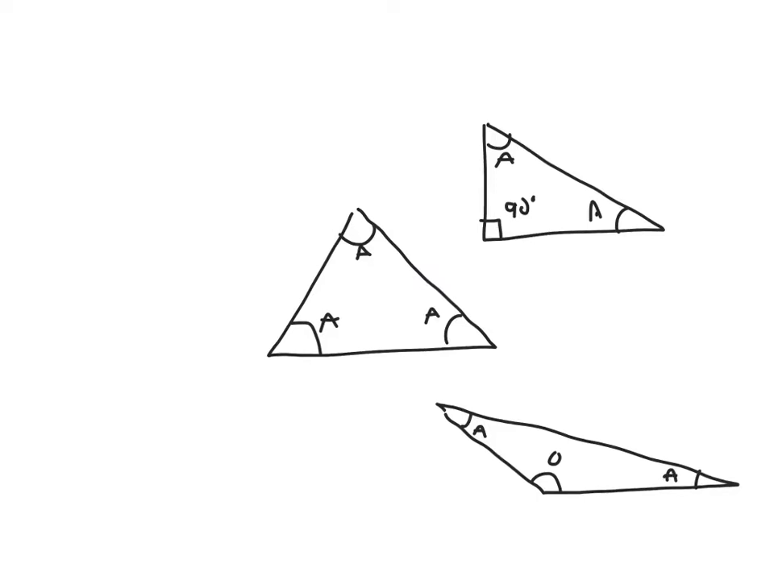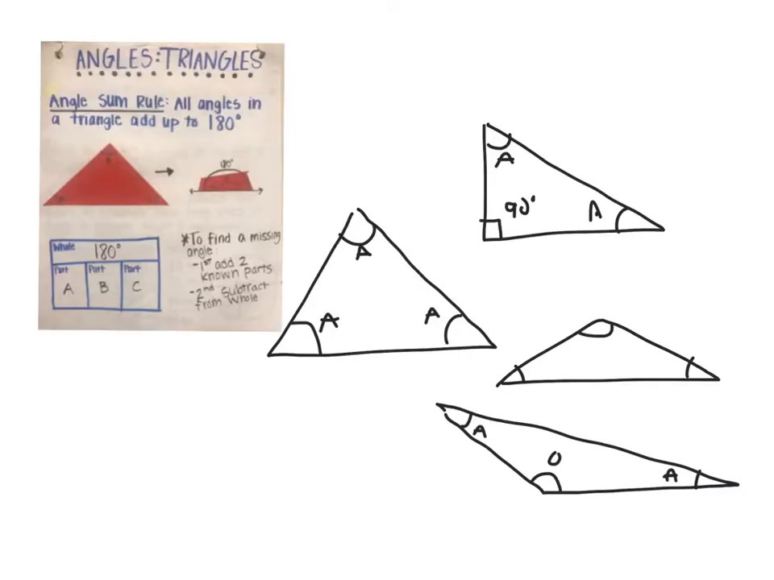While we can see so many different types of triangles and so many triangles that have different angle measurements, there's one thing that is true about all triangles, and that is the angle sum rule. This angle sum rule tells us that all angles in a triangle add up to 180 degrees. So when we say that it is a rule, it means that this is true for all triangles.